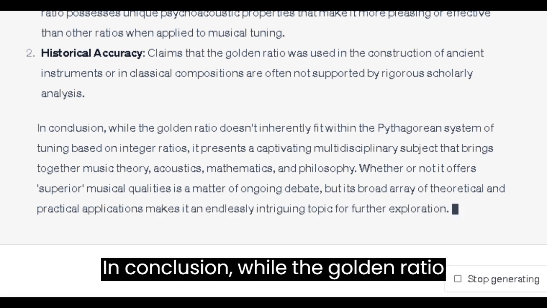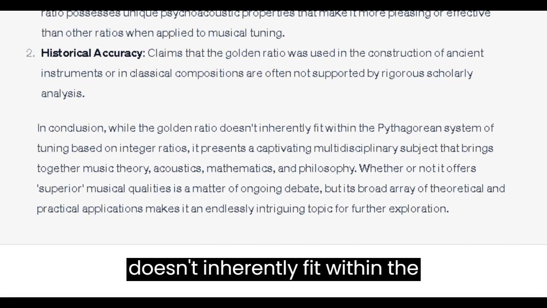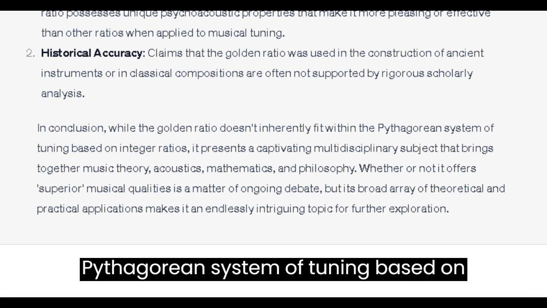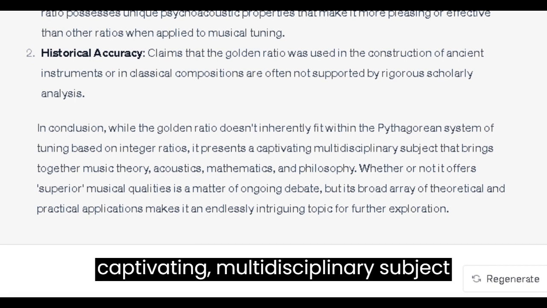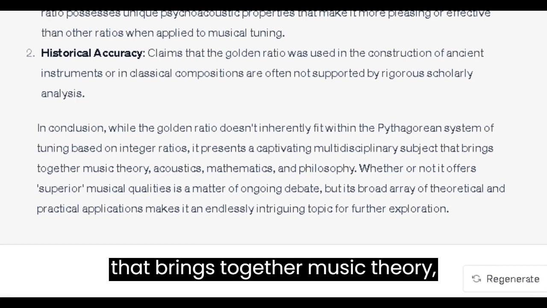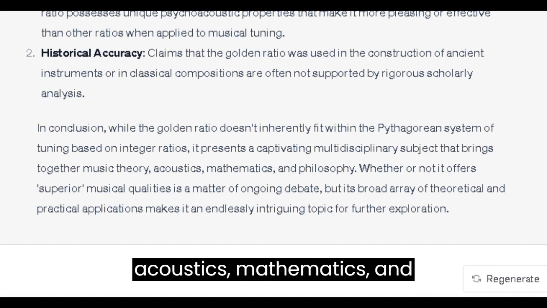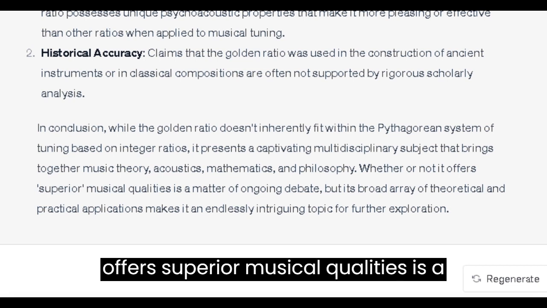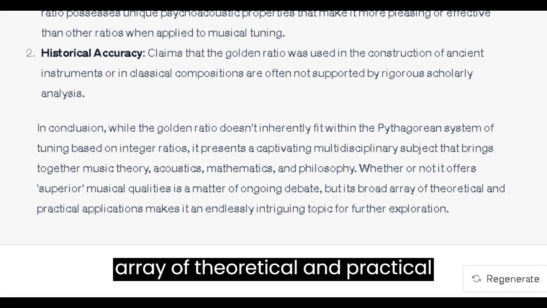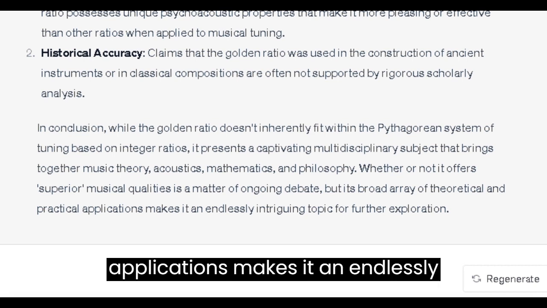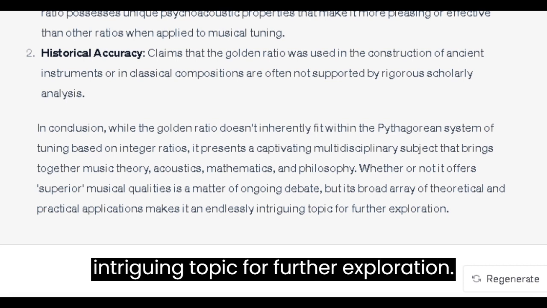In conclusion, while the golden ratio doesn't inherently fit within the Pythagorean system of tuning based on integer ratios, it presents a captivating multidisciplinary subject that brings together music theory, acoustics, mathematics, and philosophy. Whether or not it offers superior musical qualities is a matter of ongoing debate, but its broad array of theoretical and practical applications makes it an endlessly intriguing topic for further exploration.